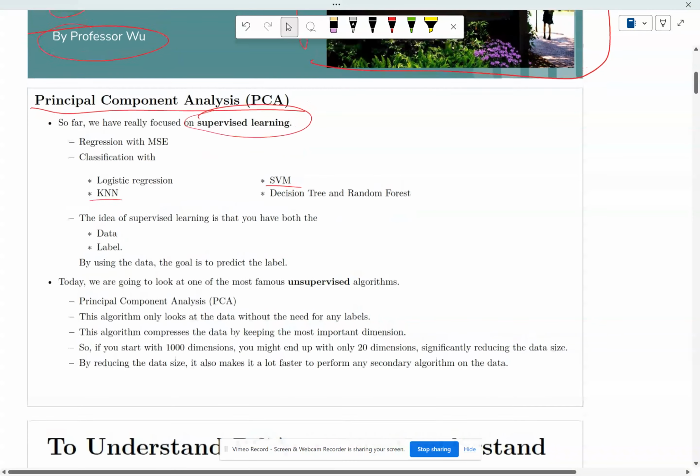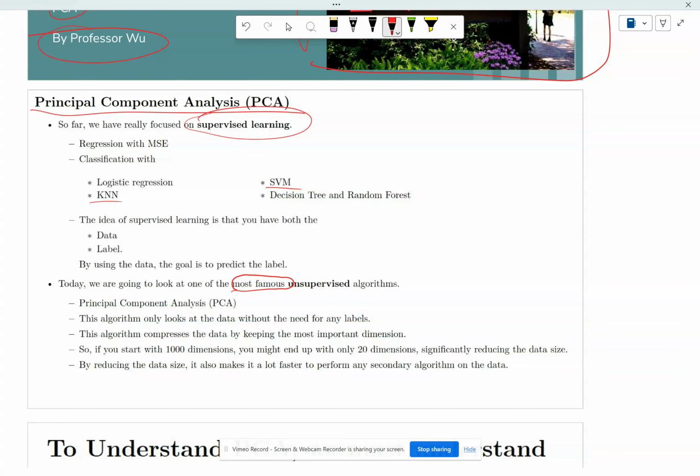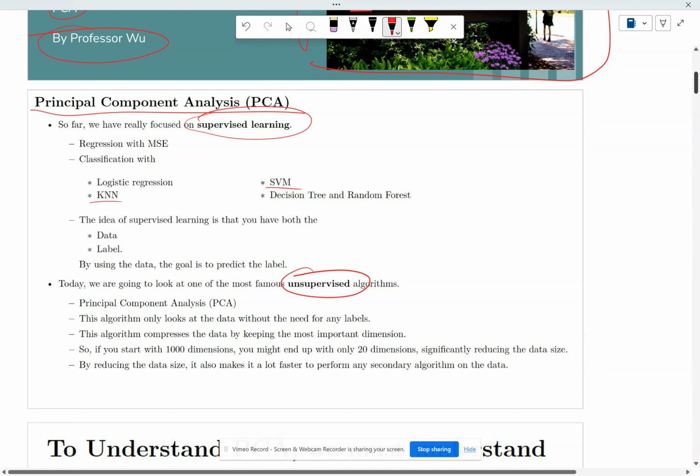Today, we're going to look at the most famous, I dare say most famous, unsupervised algorithm. And the difference between supervised and unsupervised is that in the unsupervised setting, you still have the data, but you no longer have labels, right? You just have raw data. You don't know anything about the data, and you're trying to do something with it.